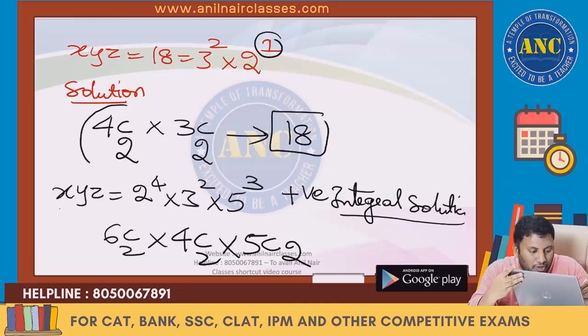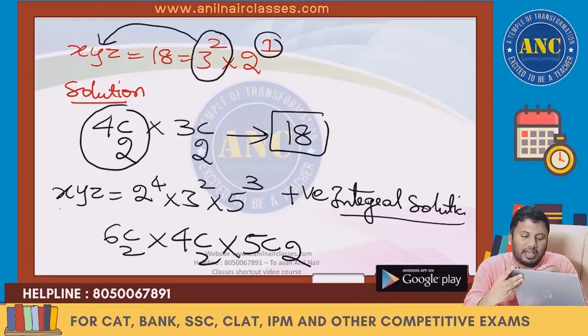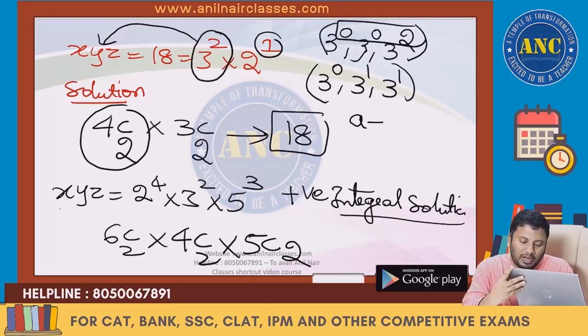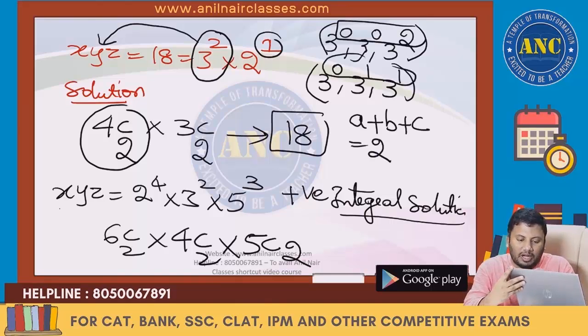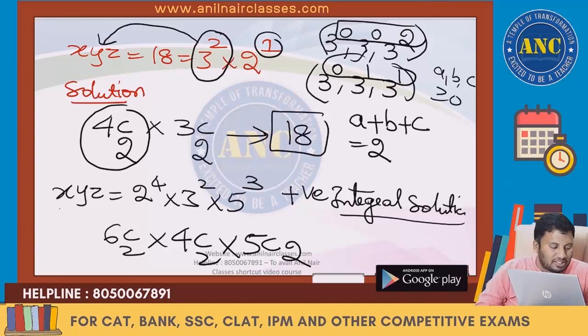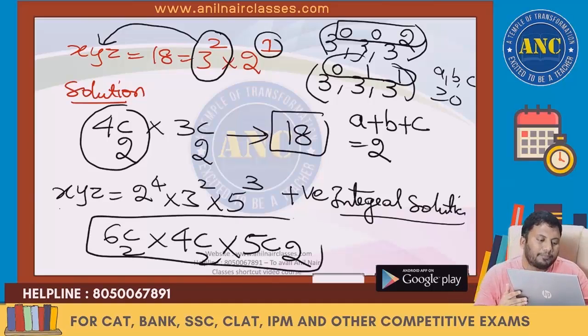Why did we get these 4C2? Again I am explaining. 3 square should be distributed on XYZ. It can be 3 power 0, 3 power 0, 3 power 2, or 3 power 0, 3 power 1, 3 power 1. Power sum is equivalent to 2. Powers I am talking of as A plus B plus C. Powers can also take 0. 2 plus 3 is 5. 5 is 4C2 into 3C2. I hope the logic is clear.